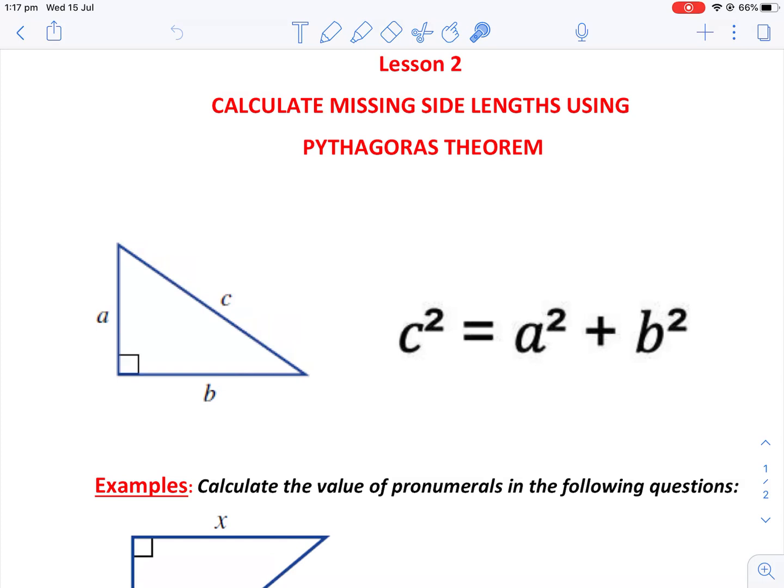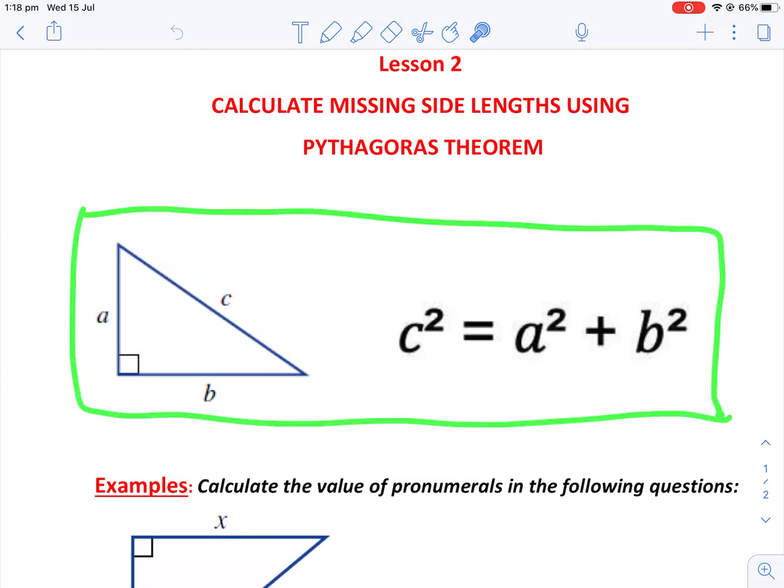Hi guys, in the first video I already introduced to you how to use Pythagoras theorem to calculate the hypotenuse of a right angle triangle. So in this video we're going to keep using Pythagoras theorem to calculate the other two sides' length of a right angle triangle. Before we do the example, let me just write the Pythagoras theorem first.